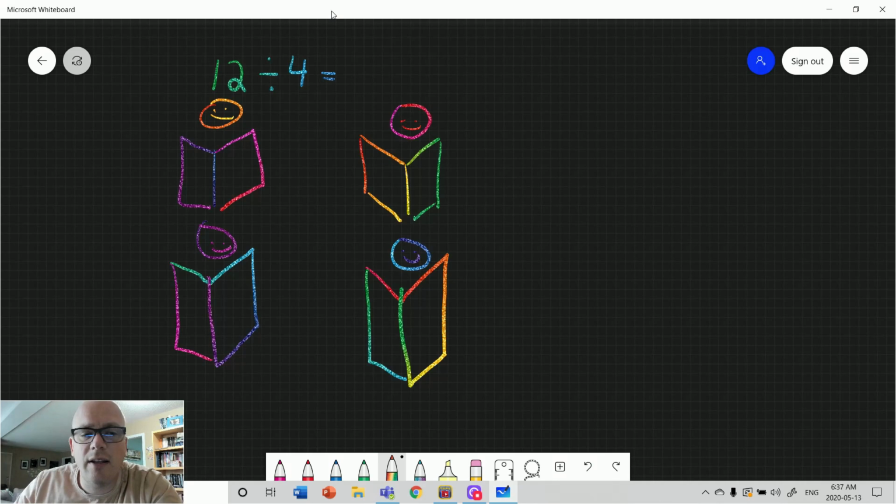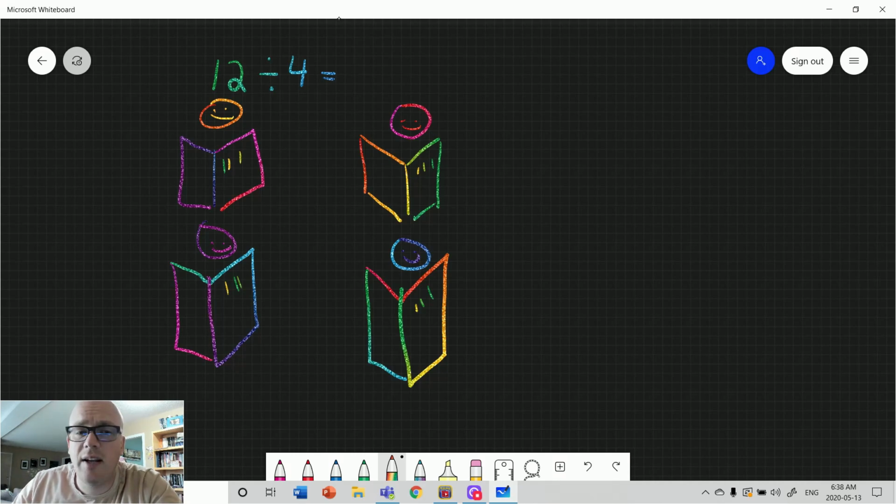I'll put a little tick on each book to symbolize a page. 1, 2, 3, 4, 5, 6, 7, 8, 9, 10, 11, 12. So I've divided the 12 pages evenly amongst the 4 people in the morning circle who will be helping read books. We have 12 pages.